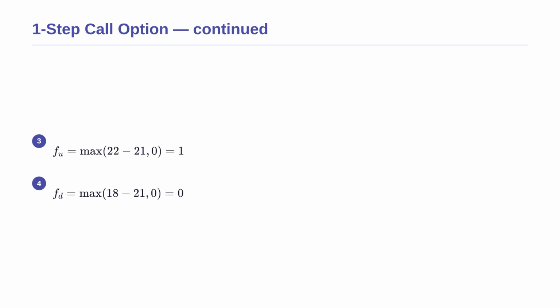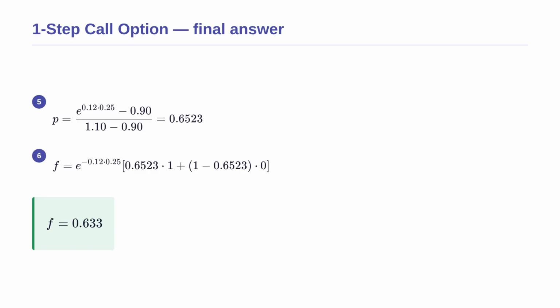Having found our future stock prices, we must now determine what the call option is worth in both scenarios. A call option gives us the right to buy the stock at the strike price of 21. In the up state, the stock is worth 22. We can buy it for 21, making a profit of 1. So the option is worth 1. In the down state, the stock is worth 18. We would not force ourselves to buy an 18 stock for 21, so we simply let the option expire unused. The option is worthless here, so its value is 0. With our future payouts established, we calculate the risk-neutral probability.